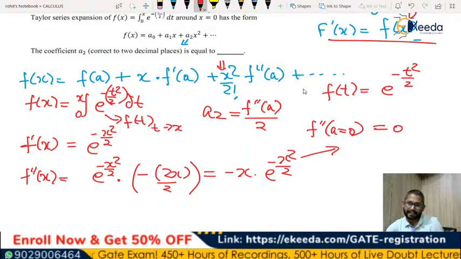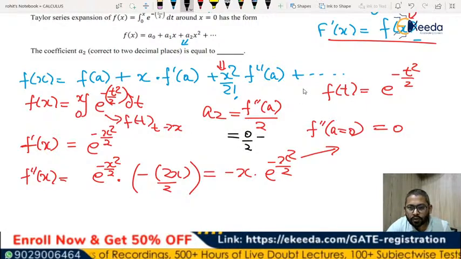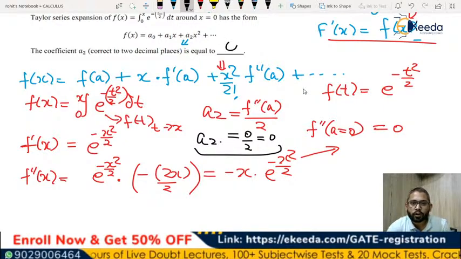Right? So if this is 0, this term is going to be 0 by 2. So this is 0. So a2 becomes 0. So it is going to be 0.